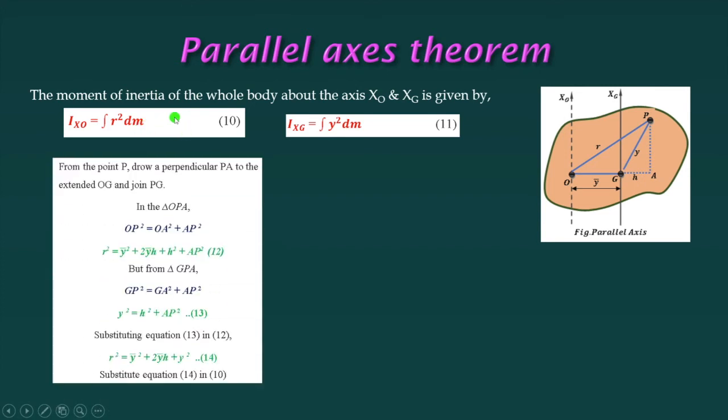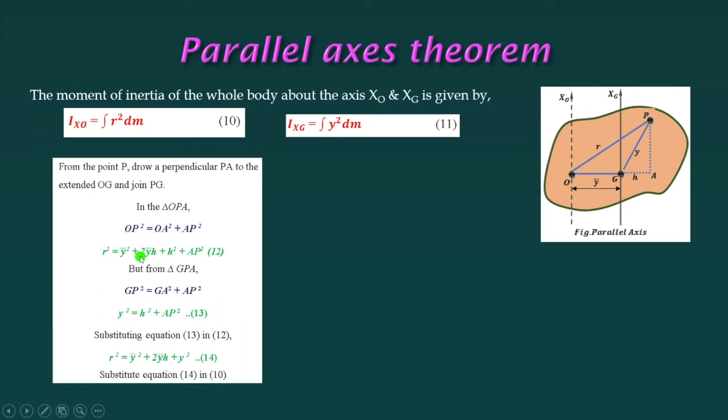Now our target is to find the relation between Ixo and IxG. I repeat, Ixo is if the body is rotating about the xo axis, and IxG is if the body is rotating about the xG axis. We have to find the relation. How can we find out the relation? See the triangle OPA. From here, OP square equals AP square plus OA square by Pythagoras theorem.